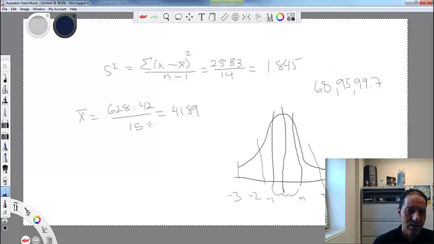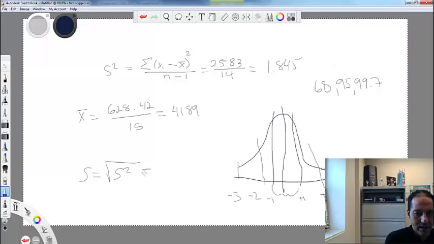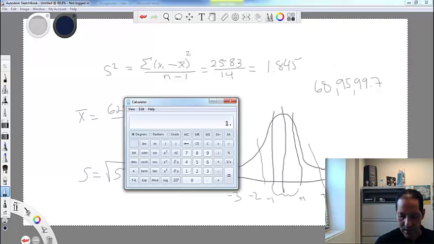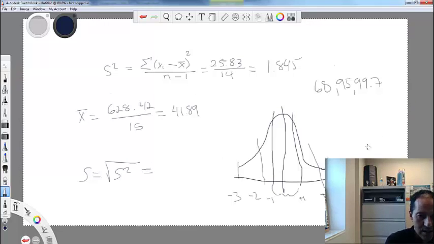So what we're going to do now is take the square root of this variance. The square root of the variance is called our standard deviation. Our variance is 1.845, and we take its square root, we get 1.34. So our standard deviation is 1.34. Okay. So what does this tell us?